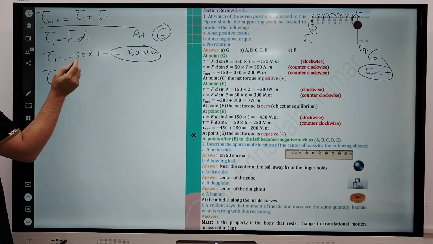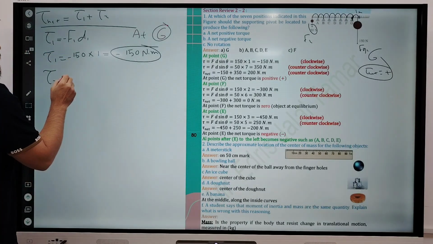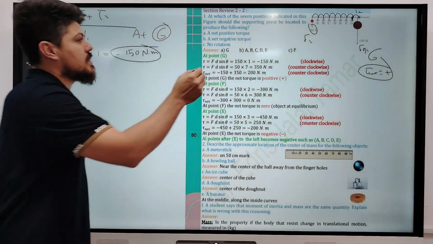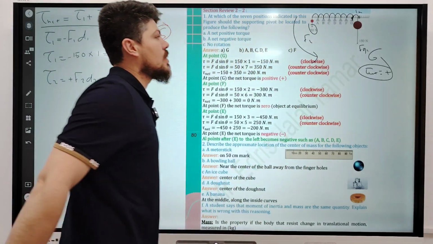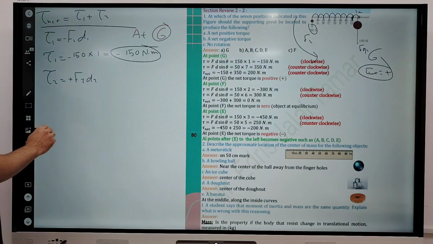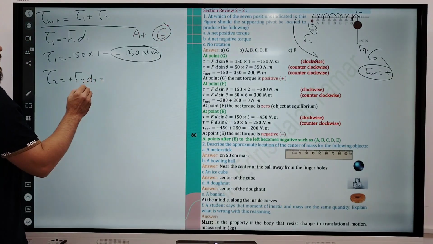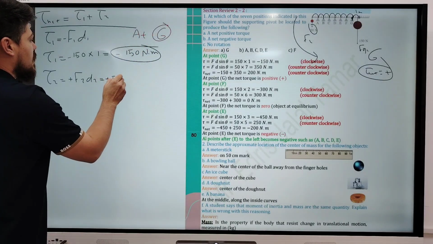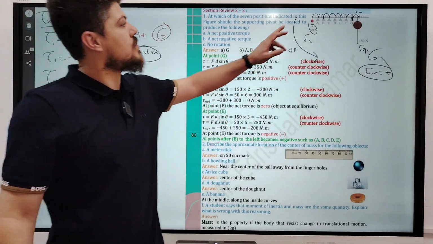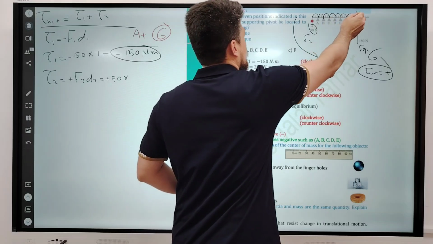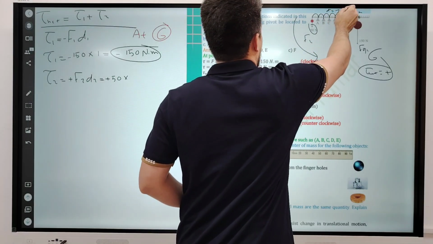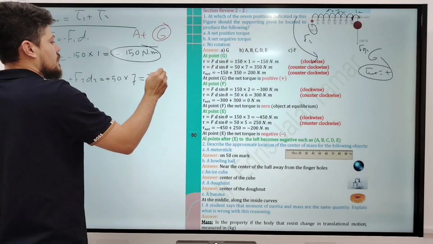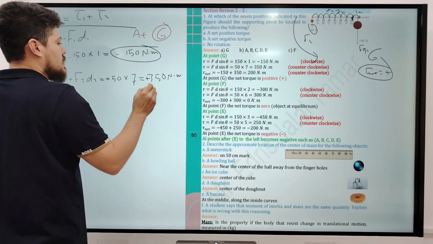Torque number 2 for the second mass, second gravitational force, is equal to positive F2 D2. Why is this positive? Because it rotates in the counterclockwise direction. So that is why it's considered to be positive. F2 was given 50 times D2, as I told you. D2 is equal to what at point G? Is equal to 7 meter. Okay. Is equal to 350 Newton meter.